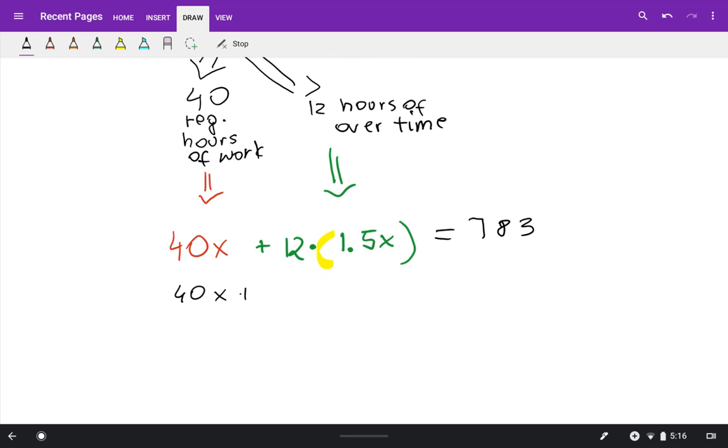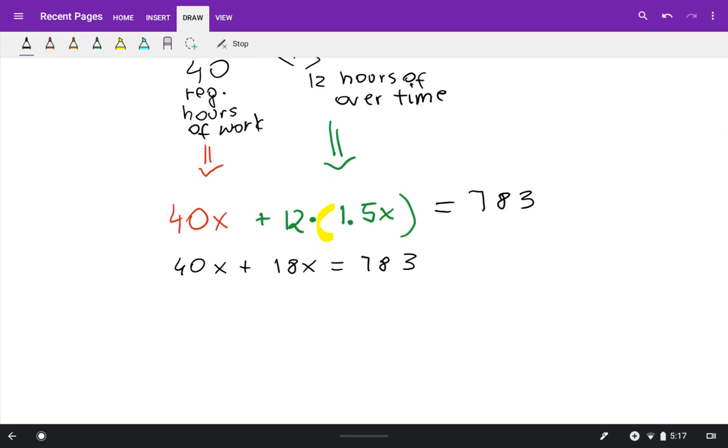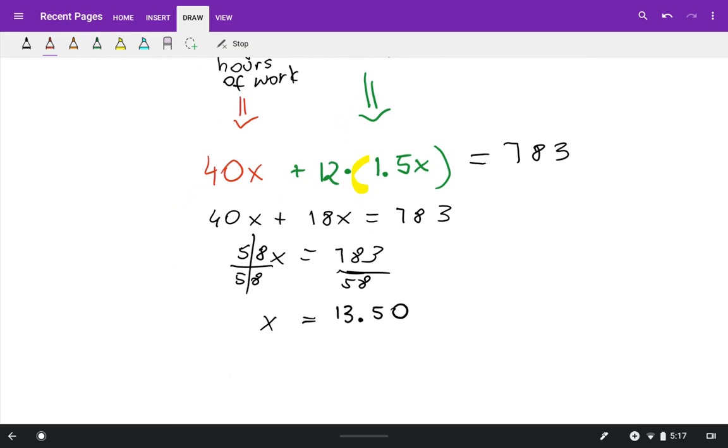So we have 40X plus 12 times 1.5. So that will be 18X equals 783. And now when we add things together, we end up with 58X equals 783. Divided by 58, and that will give you that X is equal to 783 divided by 58, 13.5. So I'll add an extra zero. So that means that Sonia makes $13 and 50 cents per hour.